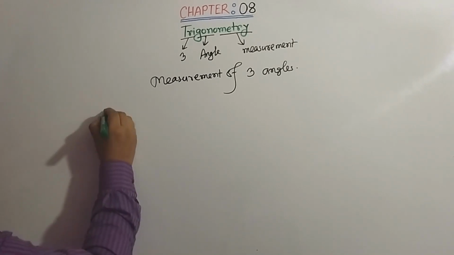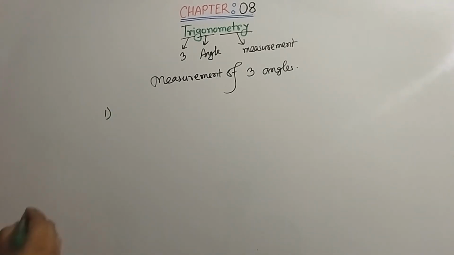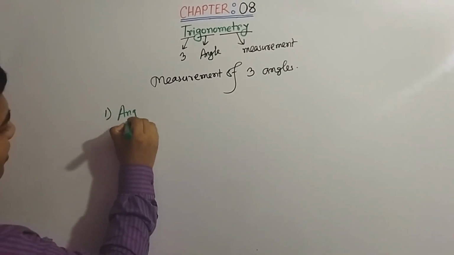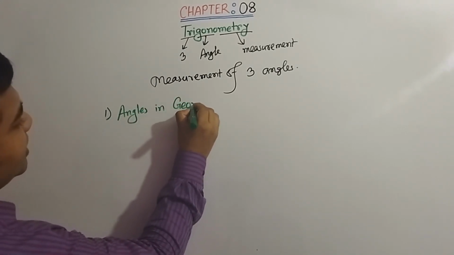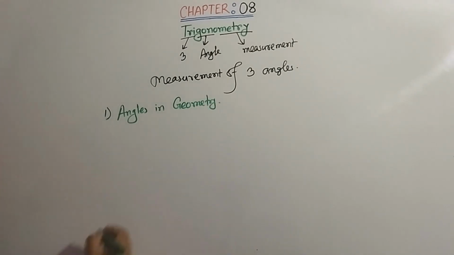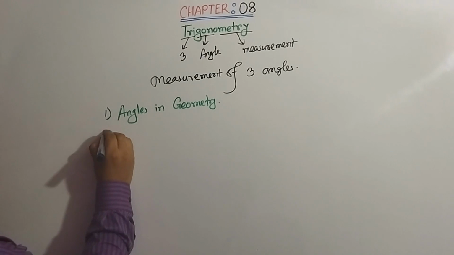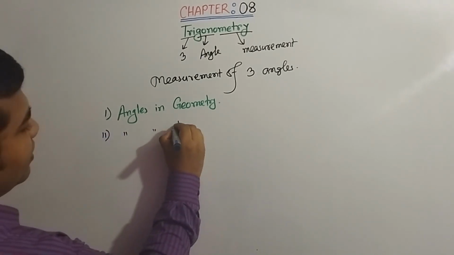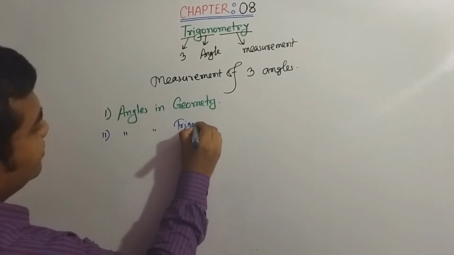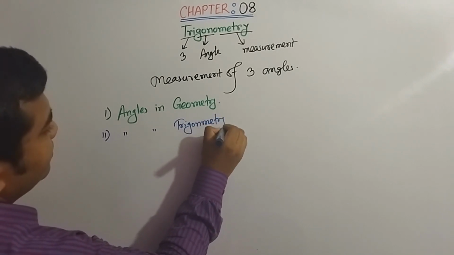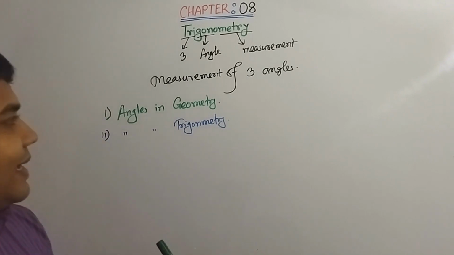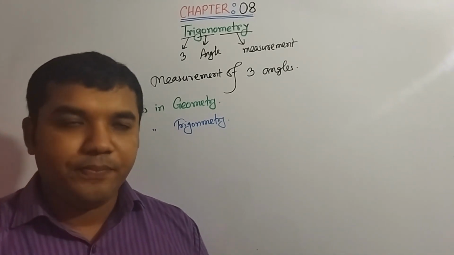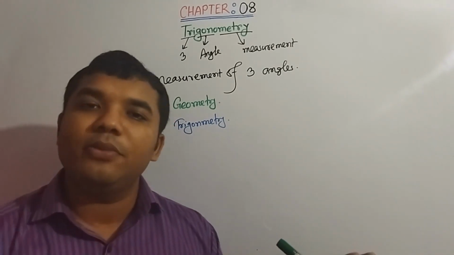Our first type is angles in geometry, and the number 2 thing is angles in trigonometry. What are the 2 types of angle discussed in this chapter? What is the angle of geometry and what is the angle of trigonometry?